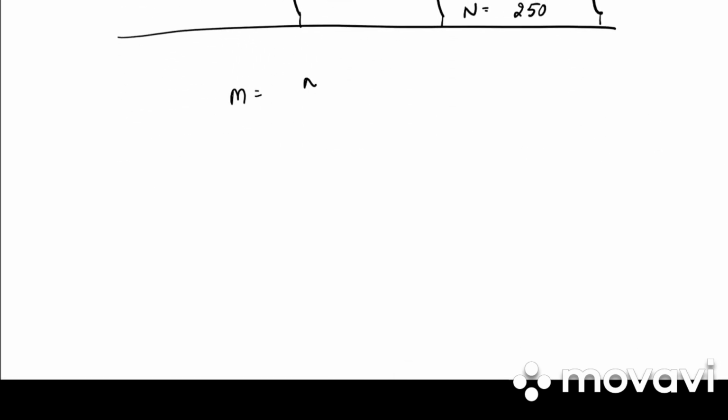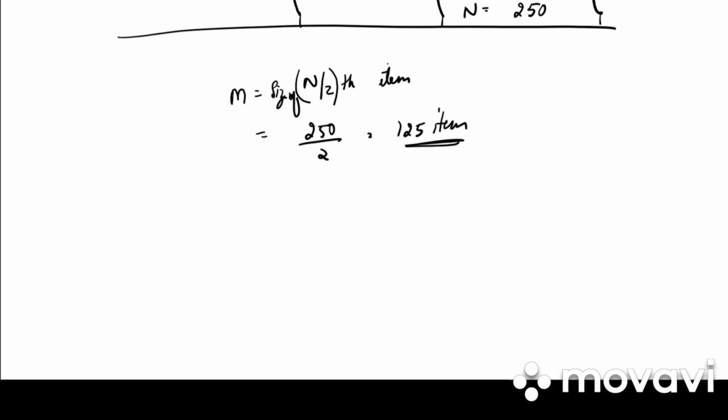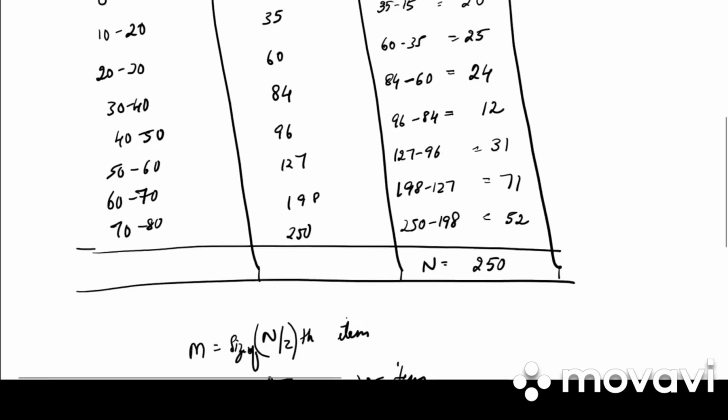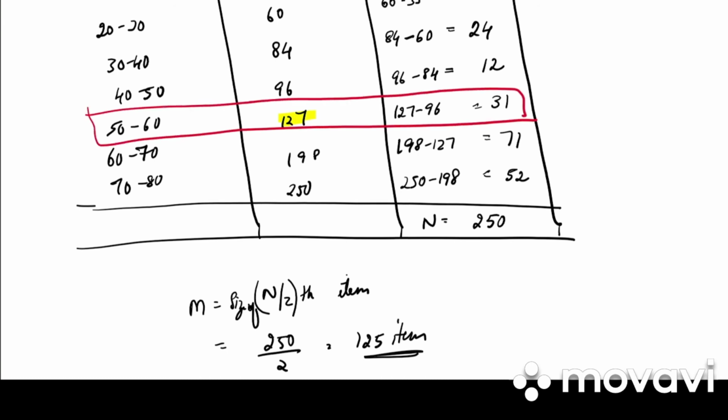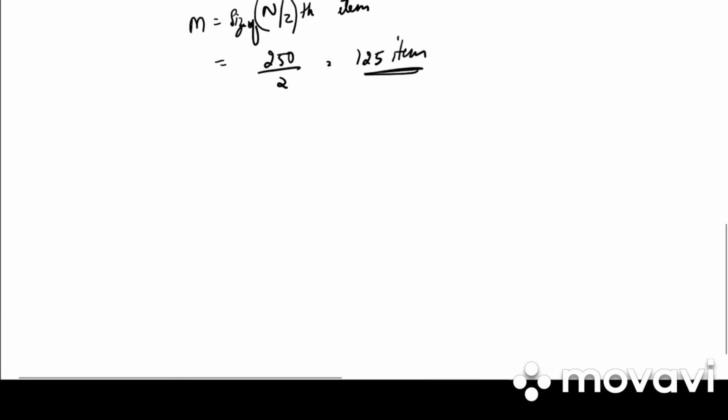So how do we find the median? Size of n by 2 item. So 250 divided by 2, we get the 125th item. Go to our table and go to our cumulative frequency. Where do we find 125? It is over here. So what will be our median class? It is 50 to 60. So the median class is 50 to 60.